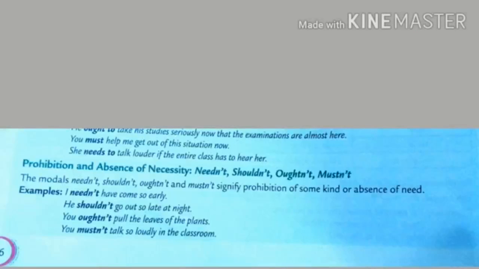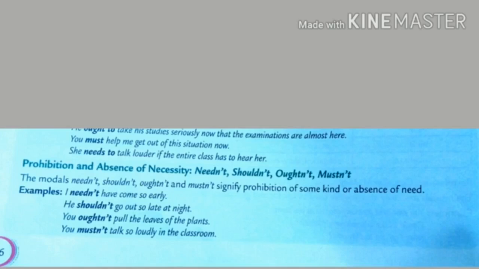Last one is prohibition and absence of necessity. Need not, shouldn't, ought not, must not. The modals needn't, shouldn't, oughtn't, and mustn't signify prohibition of some kind or absence of need. Examples: I needn't have come so early. Absence of necessity. I need not have come so early.